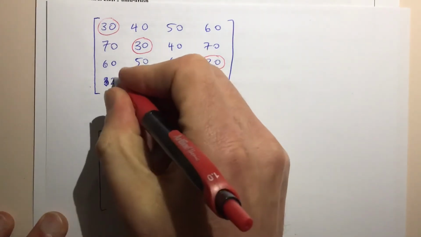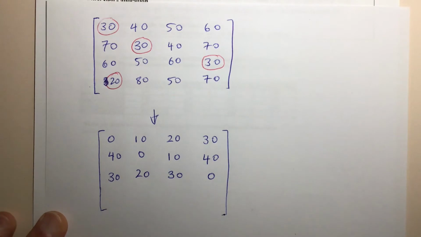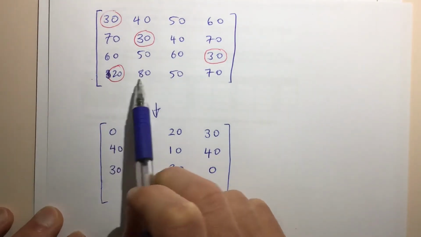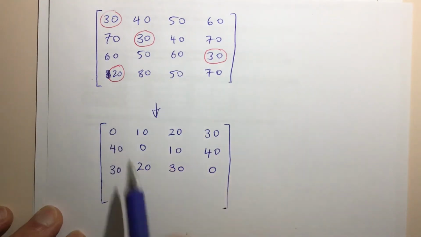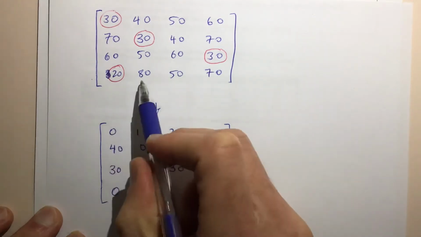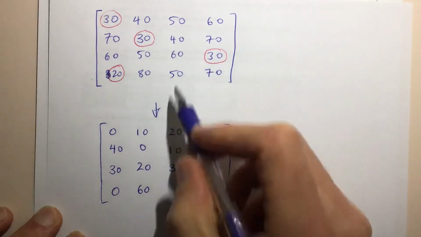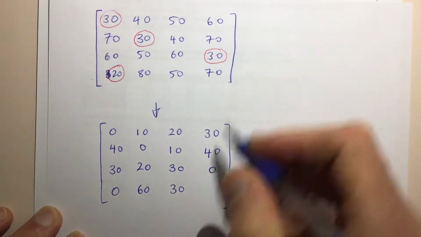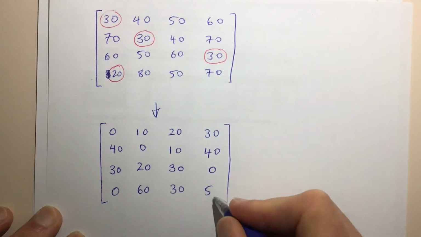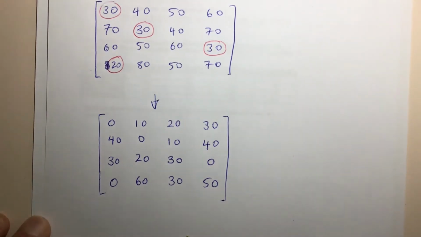Smallest number in the last row is 20. Thankfully, we've got something different there. So in the last row, we're going to take 20 away from each number. So 20 take away 20 gives 0, 80 take away 20 gives 60, 50 take away 20 gives 30, and 70 take away 20 gives 50. Okay, so that's the process of row reduction.